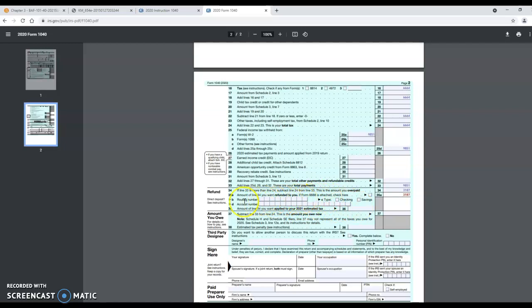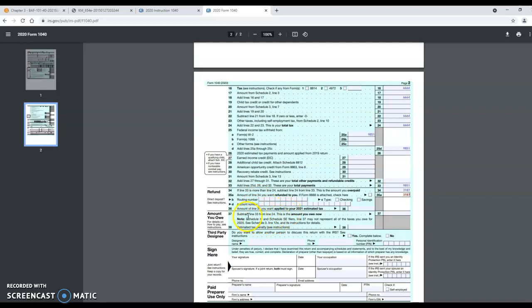If you have no routing and account number here, if all of this is blank, then they are going to send you the 3187 as part of a paper check, or they may send it as a debit card. So he would have to watch out for it, and it is going to take weeks and weeks longer than if he has it in a bank account.